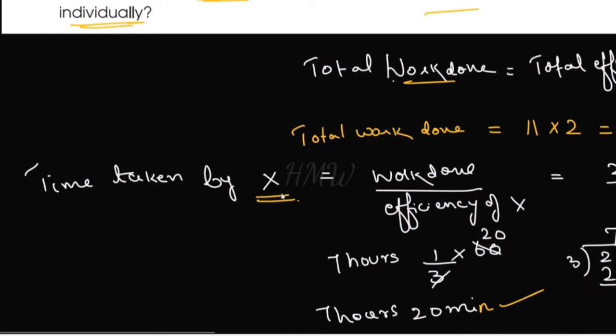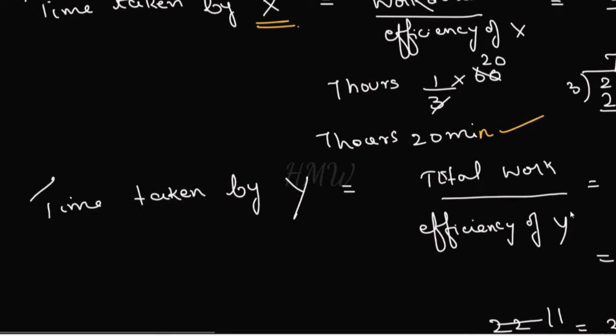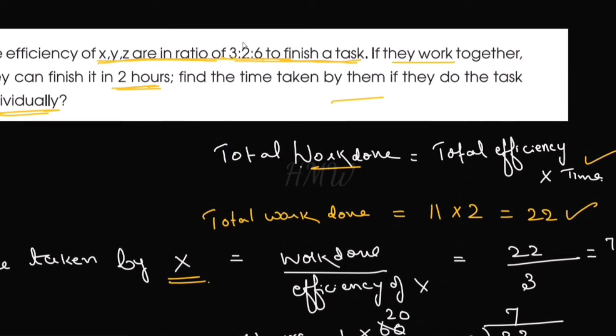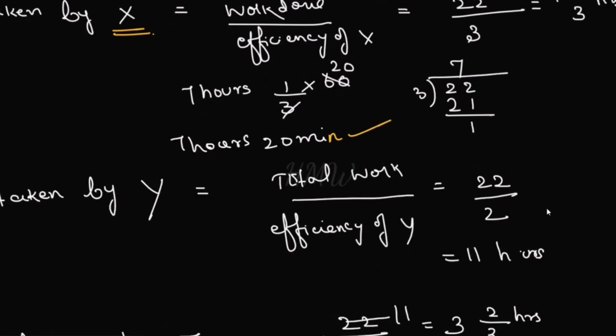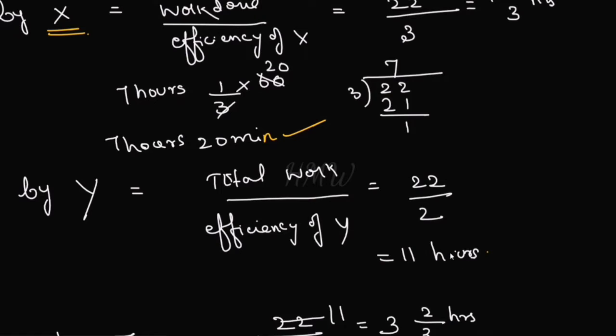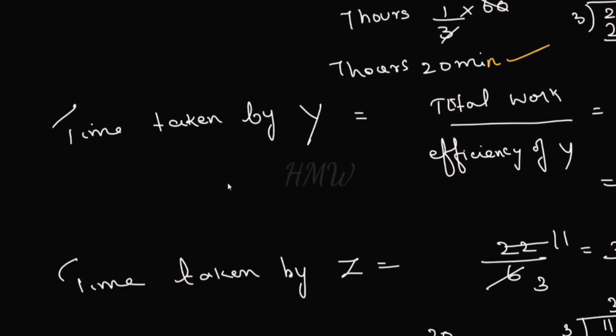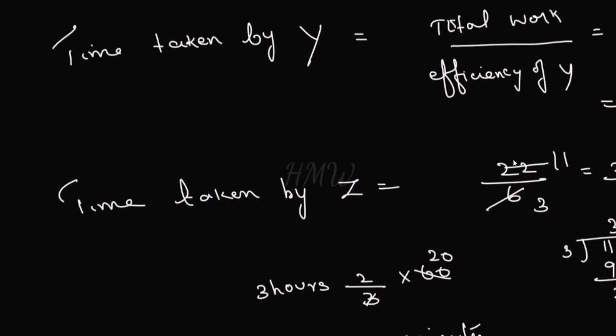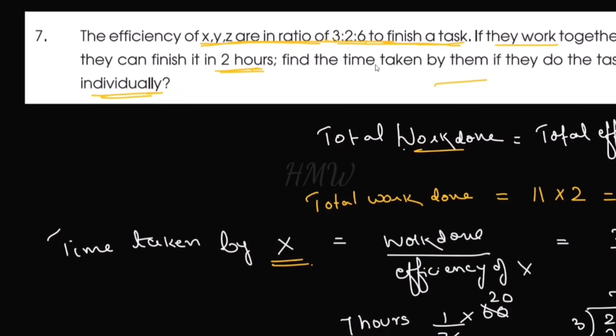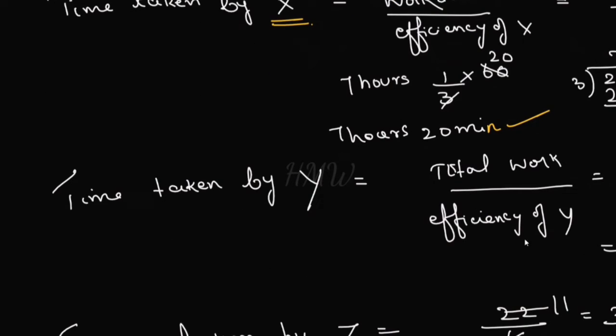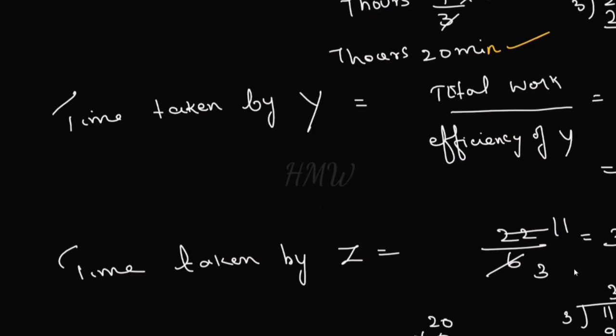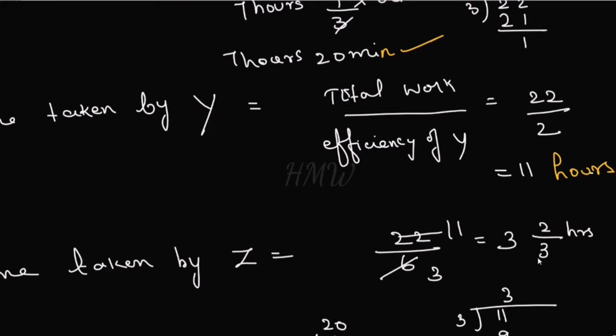Now what about Y? The total work is 22, divided by the efficiency of Y, which is 2. So 22 by 2 is 11 hours. So Y will take 11 hours to complete the work. What is the time taken by Z? Total work is 22 units divided by Z's efficiency, 6. So 22 by 6 is 11 by 3.